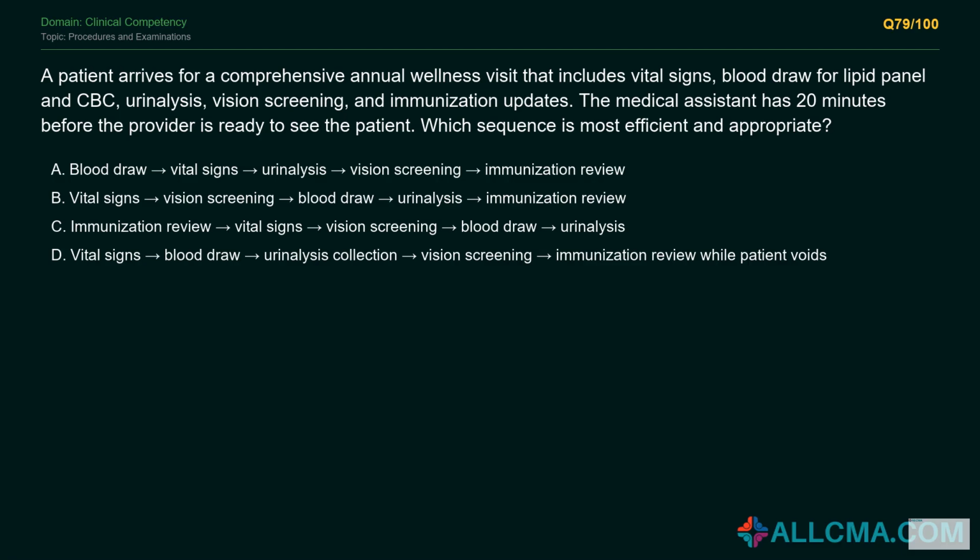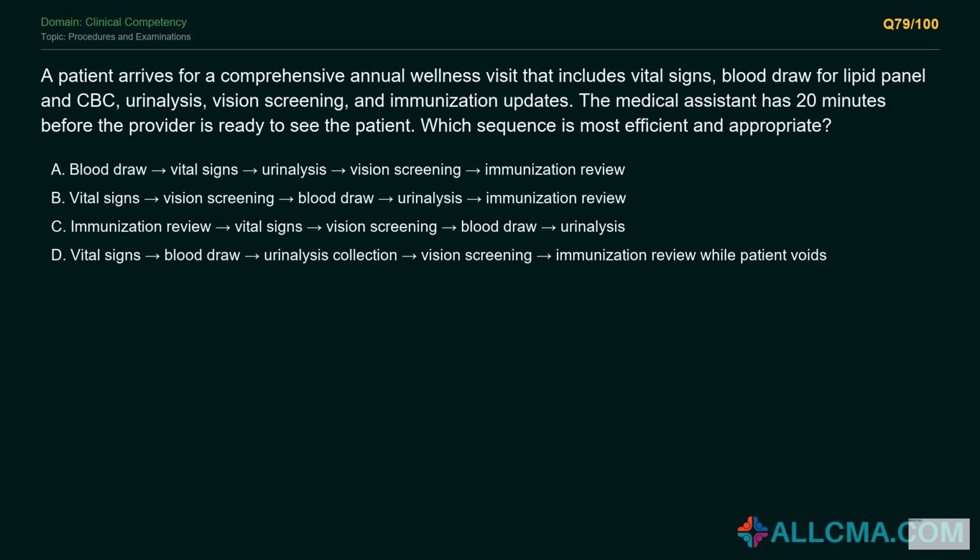Question 79. A patient arrives for a comprehensive annual wellness visit that includes vital signs, blood draw for lipid panel and CBC, urinalysis, vision screening, and immunization updates. The medical assistant has 20 minutes before the provider is ready to see the patient. Which sequence is most efficient and appropriate?